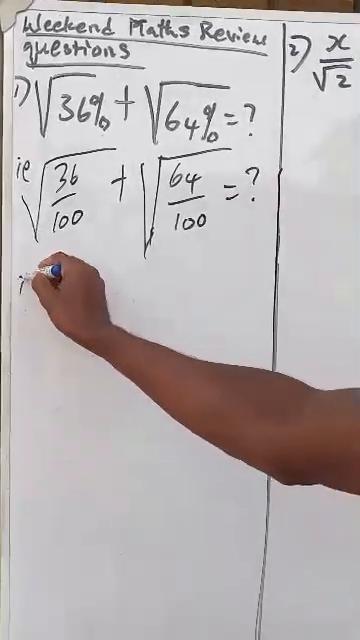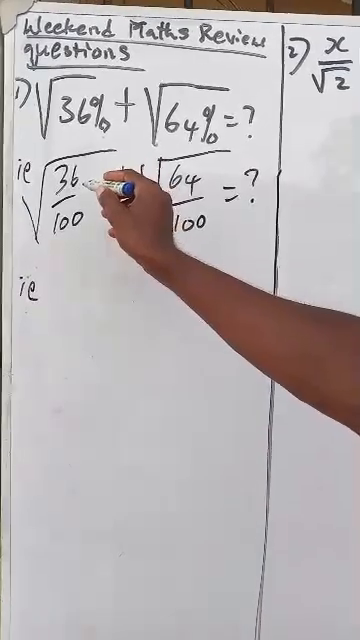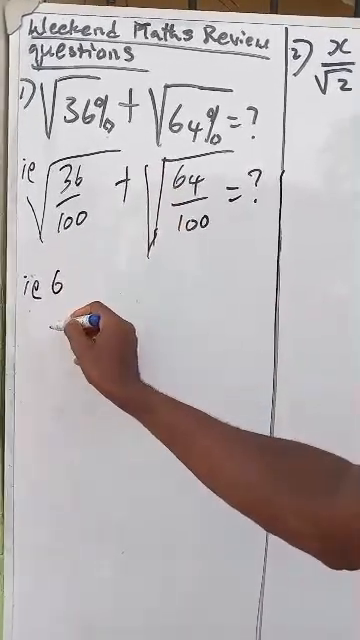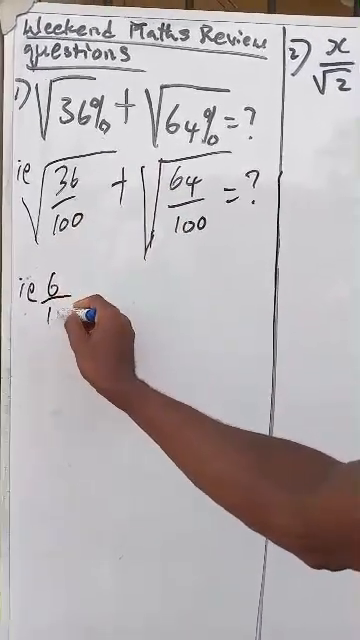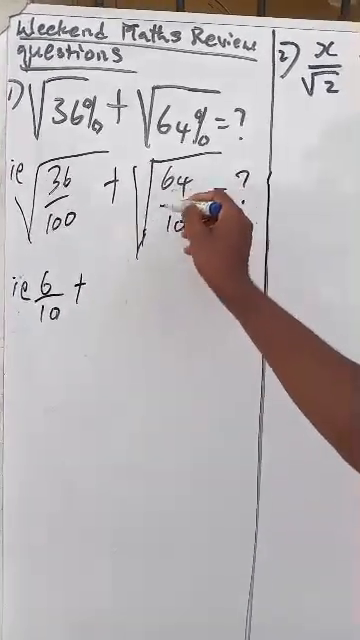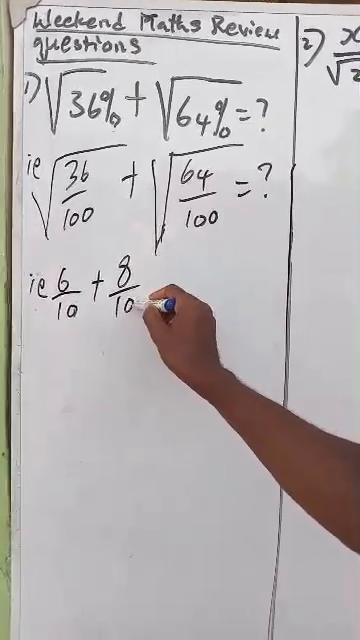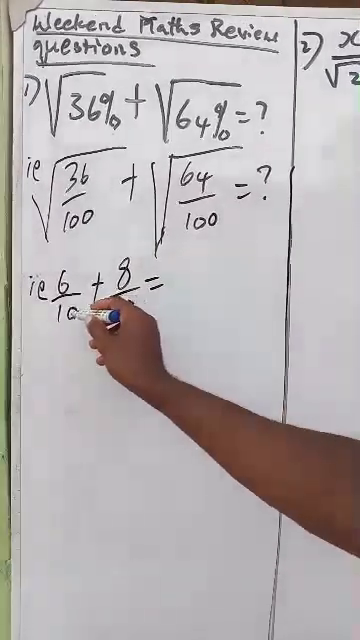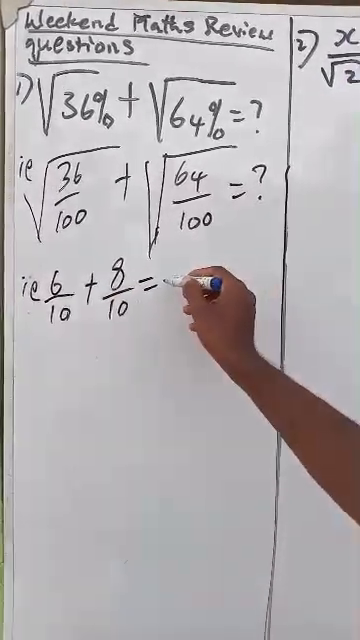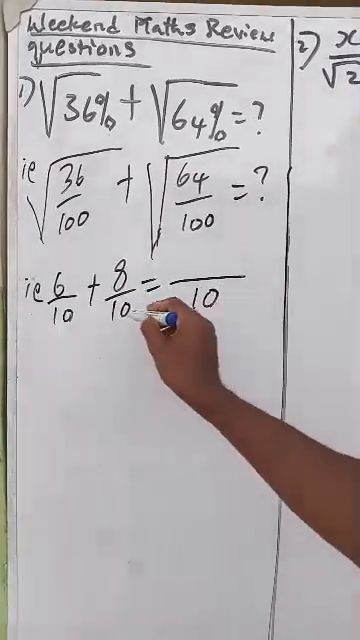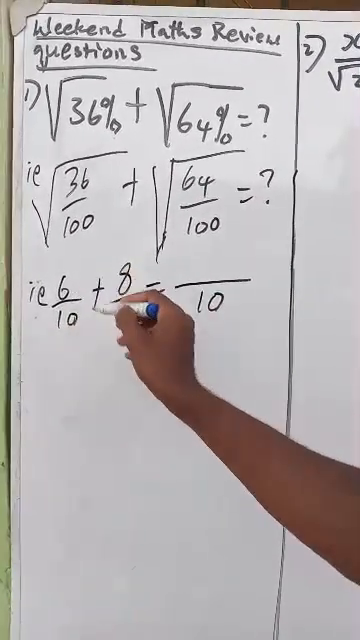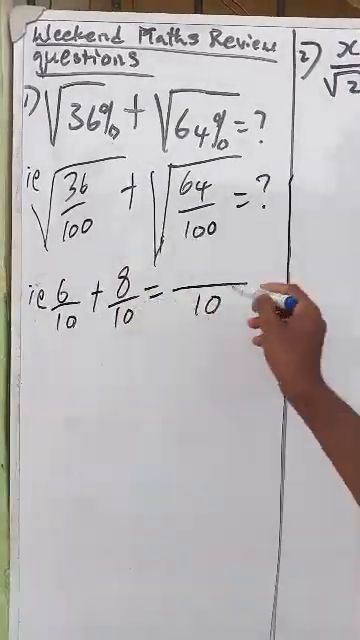Now going further, the square root of 36 is 6 and the square root of 100 is 10, plus the square root of 64 is 8 and the square root of 100 is still 10, to be equal to... The LCM of the denominator here will be 10, because 10 is for both of them, so it's similar. So 10 becomes the LCM.